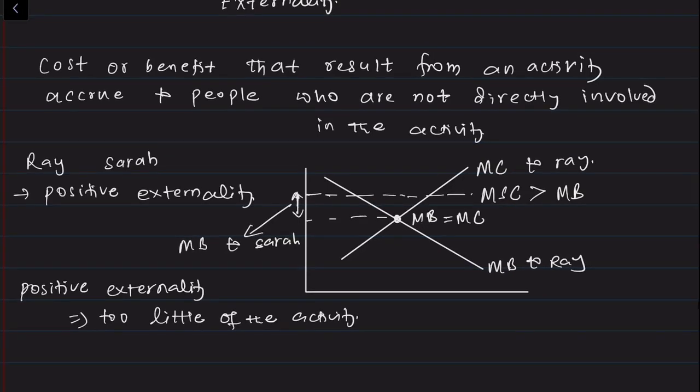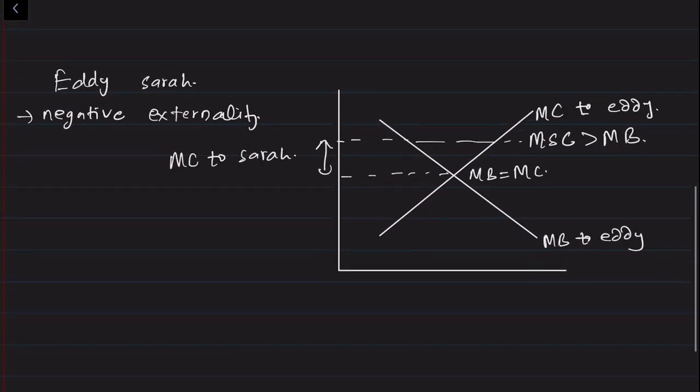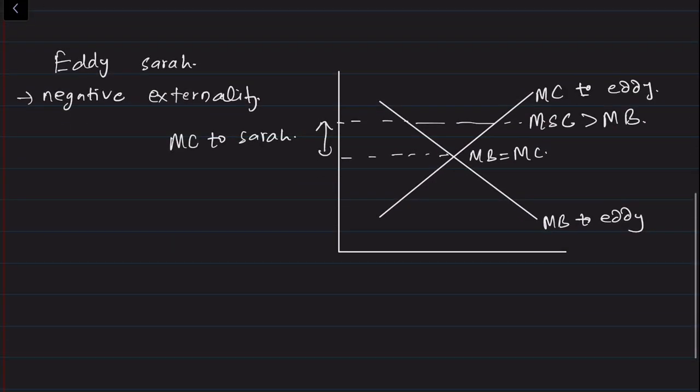Okay, in the previous example, I wrote something wrong. Let me correct it. So this should be marginal social benefit, which should be greater than the marginal cost to Ray, right? Okay. Now here, marginal social cost is greater than the marginal benefit to AD.